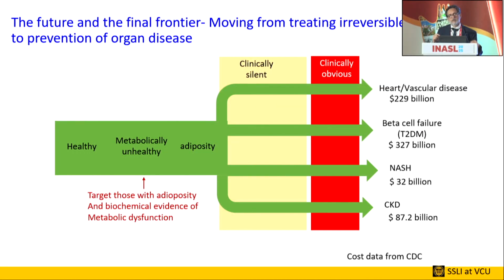And in the future, if we really want to dream, instead of waiting for people to have clinically obvious disease, we need to really start thinking about making the population metabolically healthy early on, identify when they are metabolically unhealthy, but their organs are intact, and target these people to prevent the development of obvious disease rather than put a Band-Aid on organs that have already been damaged.